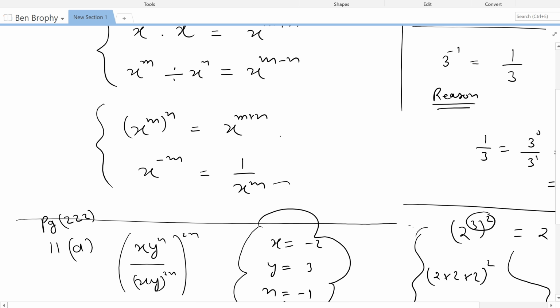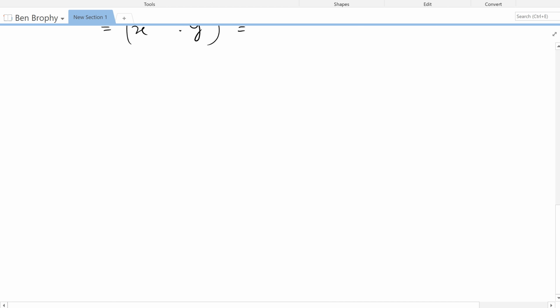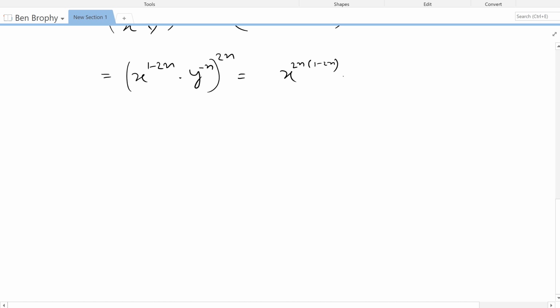So we simply do 2n bracket 1 minus 2n. Then we do y to the 2n bracket negative n. So we got x to the 2n minus 4n squared, and y to the negative 2n squared.